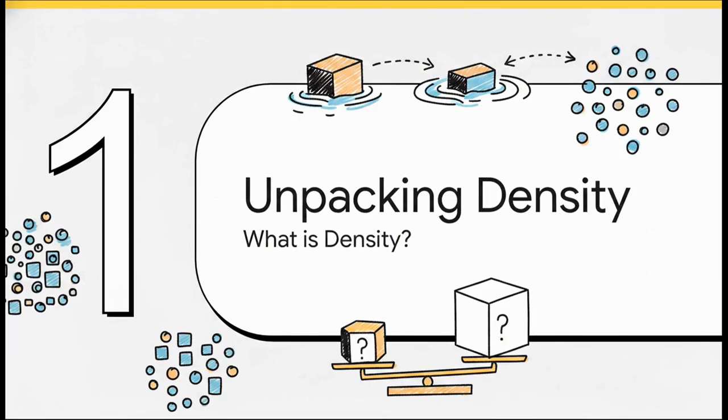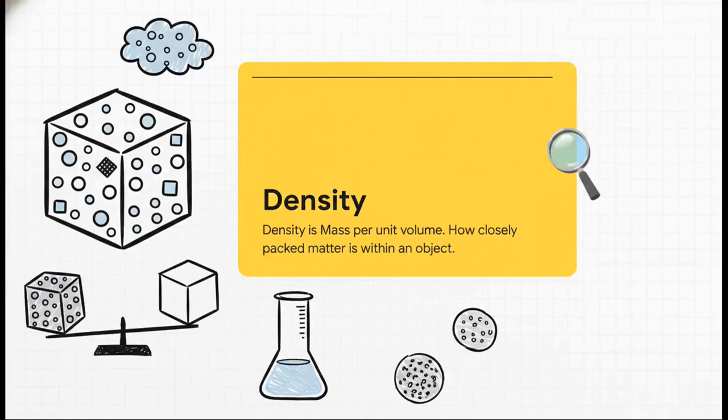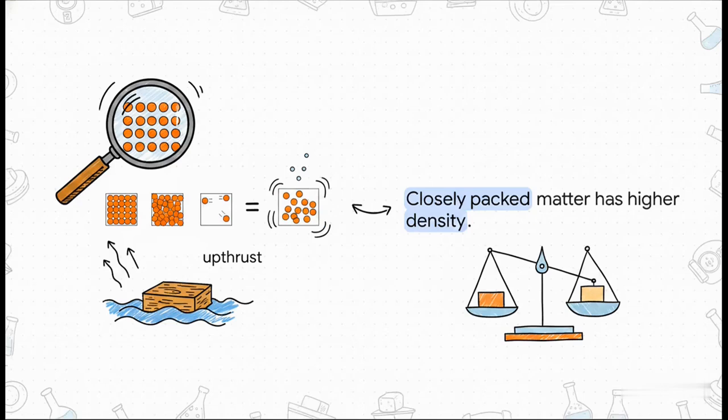Unpacking density. The absolute foundation of this entire explainer boils down to this one simple, yet incredibly powerful formula. Density equals mass divided by volume. Simply put, density is just mass per unit volume. In plain English, it's a standardized mathematical way of measuring exactly how much stuff is crammed into a specific amount of space.